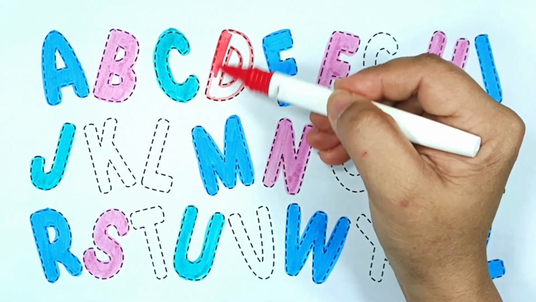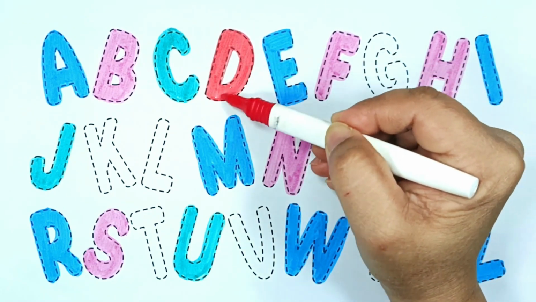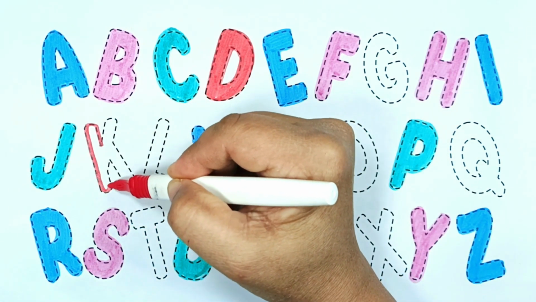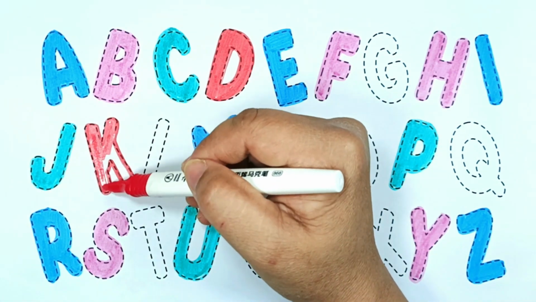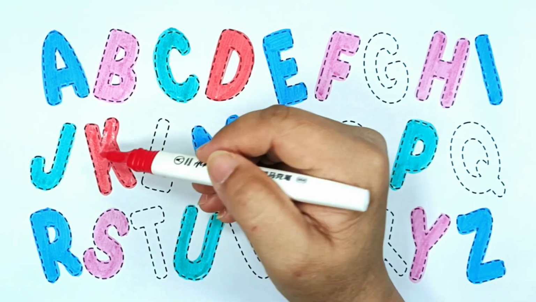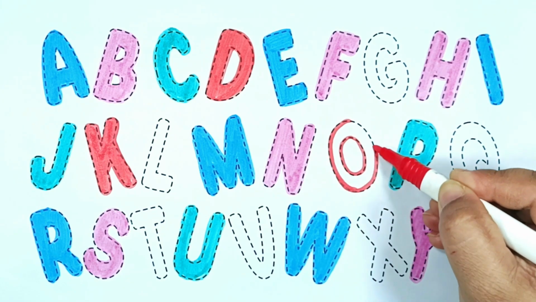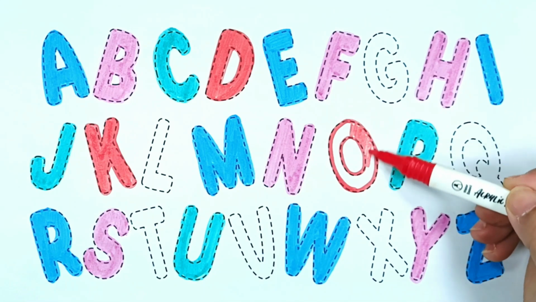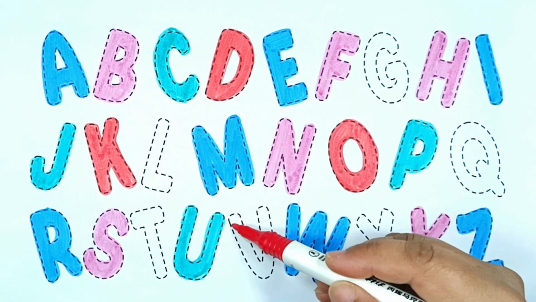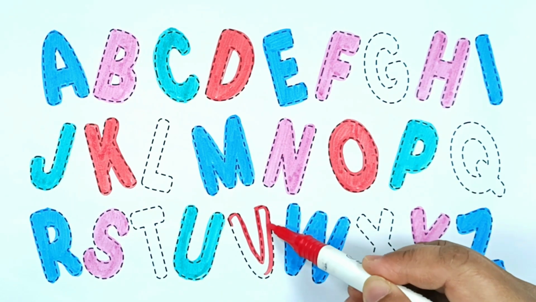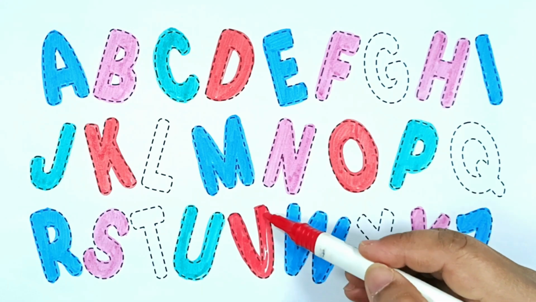D. D for doll. K. K for kite. O. O for onion. V. V for van.